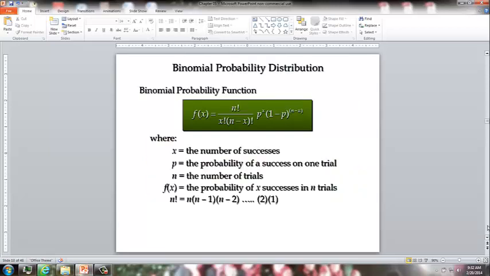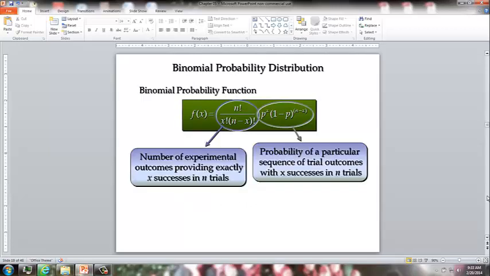This is the formula for the binomial probability. Please take a minute to read the formula. Remember the notion of the factorial and exclamation point. So 5 factorial is just 5 times 4 times 3 times 2 times 1. Let's break down this formula. The first part is just the number of outcomes that provide exactly x successes in n trials. And the second part is just the probability of a particular sequence of trial outcomes with x successes in n trials. Let's try a concrete example.